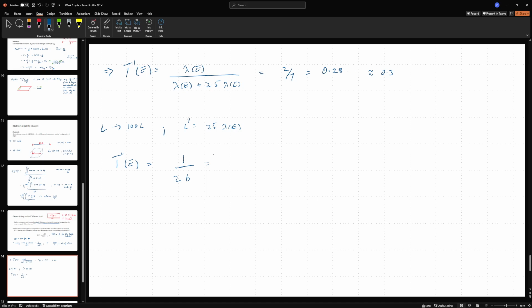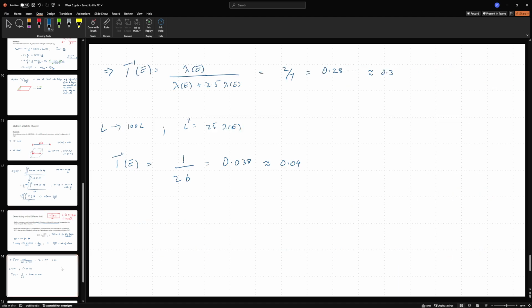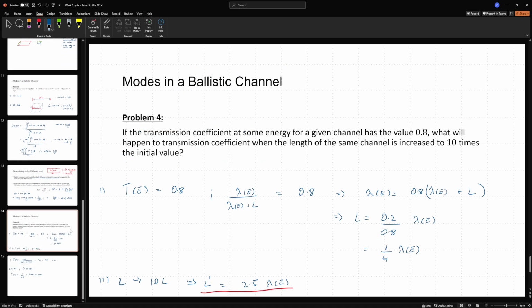Yeah, so this will come out to be, of course, 0.038, which is approximately 0.04. So previously, how many ever modes I had, 80% of the modes are ballistic. That's essentially what the transmission coefficient means. At this energy level, 80% of the modes are available for ballistic transmission.